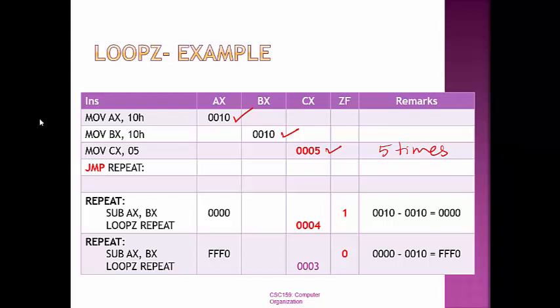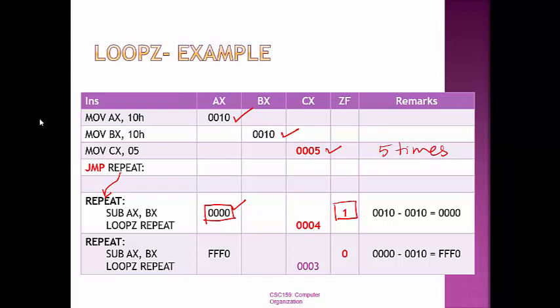So supposedly 5 times. And then we will find the next instruction, JMP repeat, unconditional jump to the level of repeat. So automatically jump to the repeat levels. So inside the repeat level, kita ada sub AX BX. So AX equal to 0, 0, 0, 0, 0, 1, 0. BX equal to 0, 0, 1, 0. Bila buat proses of subtraction, 0, 0, 1, 0 minus 0, 0, 1, 0, we will get the value of AX is 0, 0, 0, 0. Then the carry flag equal to 1.